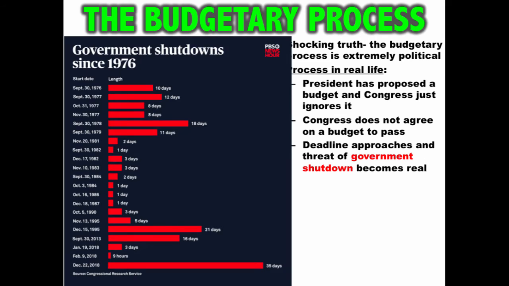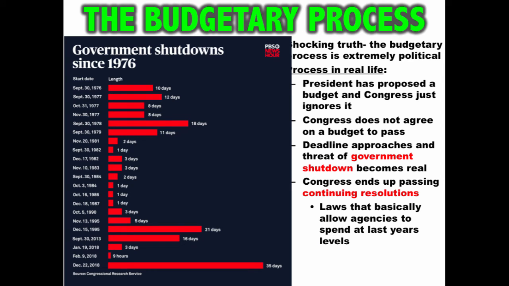Next, deadlines approach and a threat of a government shutdown becomes very real. You can see some of the government shutdowns since 1976. In order to get the government functioning again, Congress ends up passing continuing resolutions. What these continuing resolutions are: laws that basically allow agencies to spend at last year's level. And the whole purpose of a continuing resolution is to get the government functioning again. And the president will typically sign these resolutions, but nothing is really resolved. The budget issues aren't really addressed, but the government does start back up again.